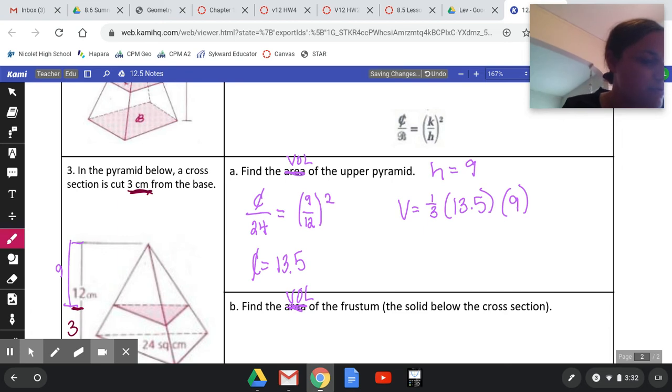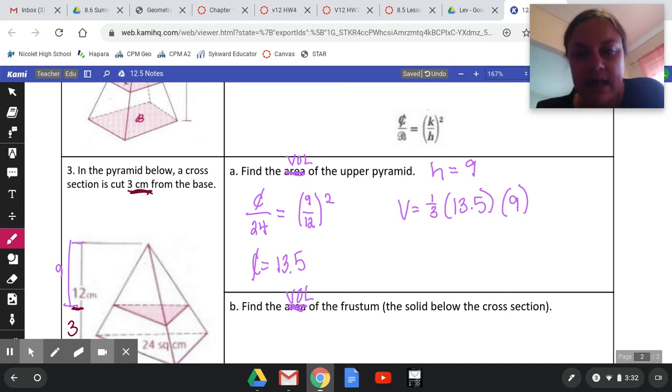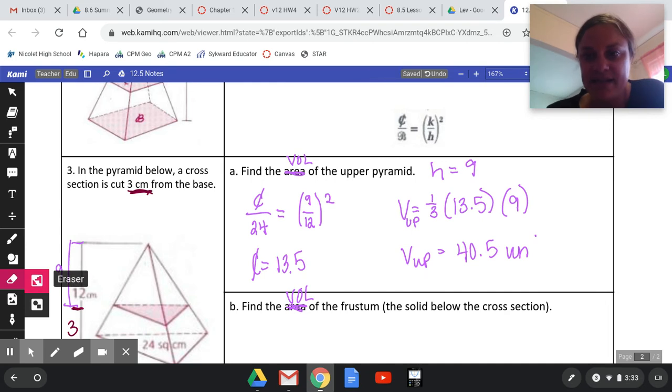I get that this volume, which I'm going to label UP for the volume of the upper pyramid, is equal to 40.5 cubic units. I'm in centimeters, so I will say cubic centimeters.